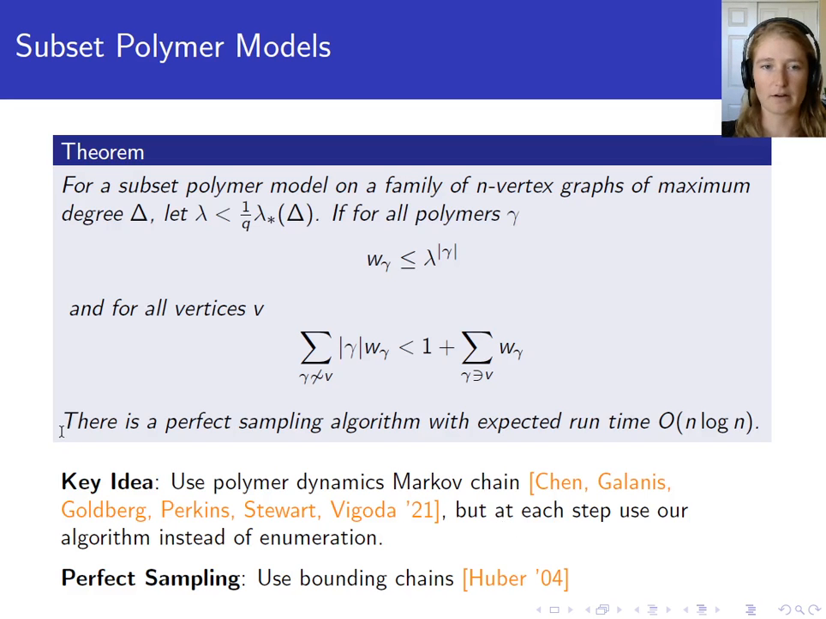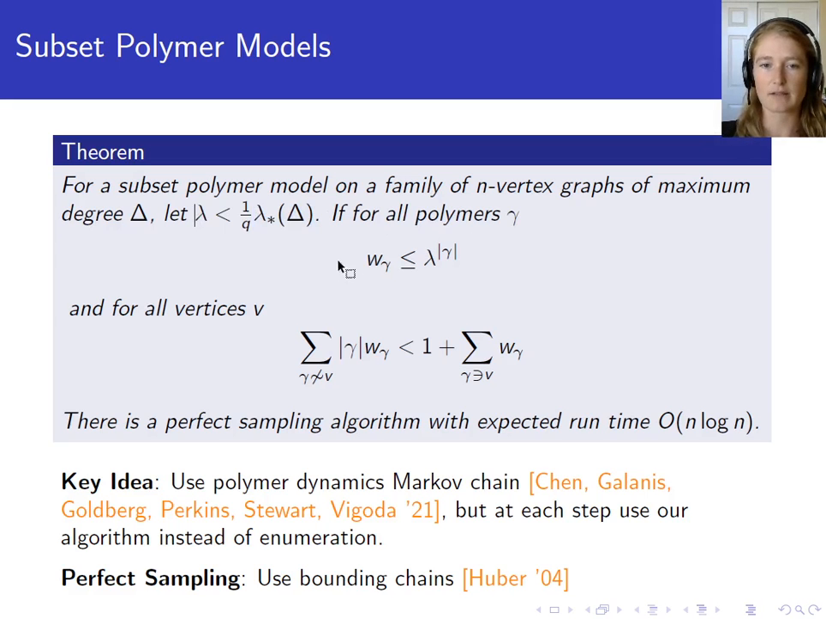Okay. And so our theorem here is that if we have a subset polymer model on some family of n-vertex graphs that have maximum degree delta, and lambda is small enough, so now it's not just less than the critical threshold, but because our subgraphs are colored, because every vertex in our subgraph is going to have a color, one of q colors, we need lambda to be a little bit smaller, less than 1 over q times our critical threshold.